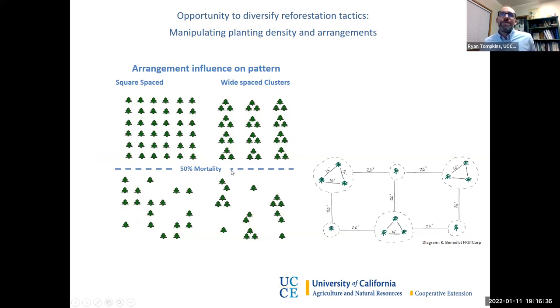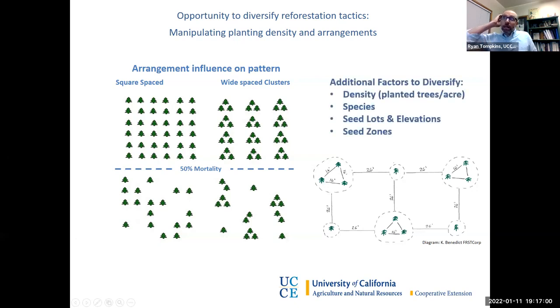And we applied 50% mortality simply by rolling the dice for each tree and saying, did it live or did it die? And you can see that they express themselves in different modes or opportunities for heterogeneity and diversity when you put in some mortality. I think there's some promise here, and there's some additional factors that people can diversify, both in terms of density, species, seed lots, and elevations and seed zones.